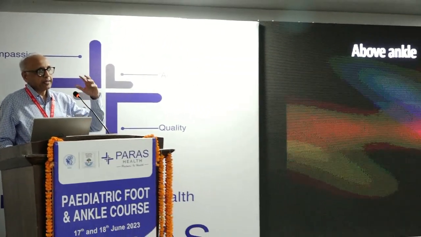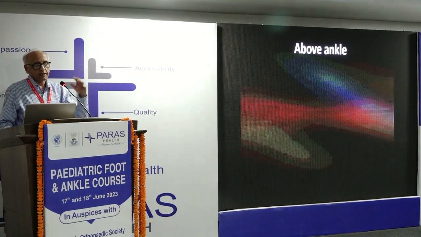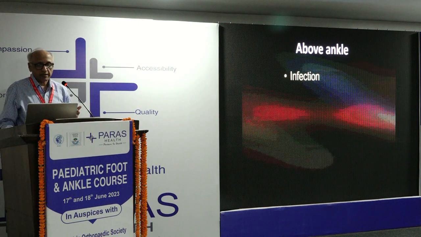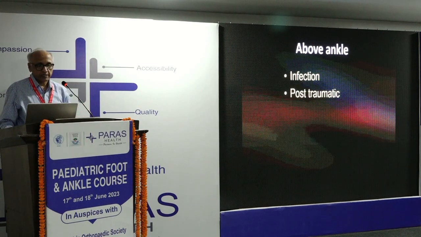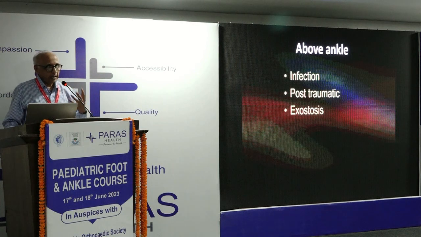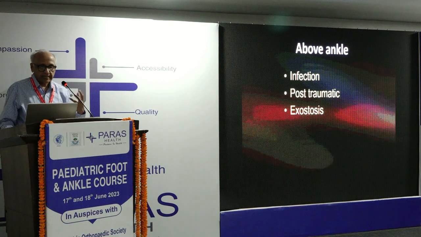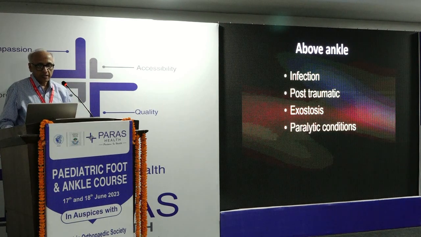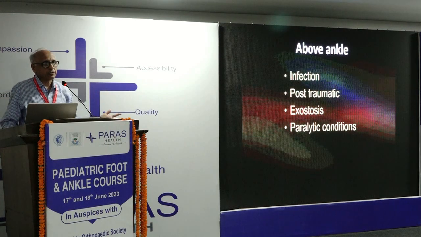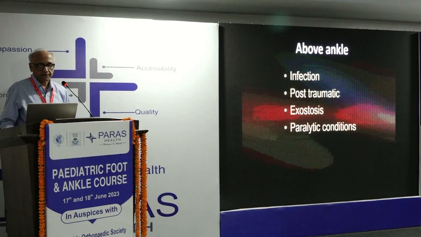Now we need to remember that this deformity can be above the ankle or below the ankle, meaning at the subtalar joint. So the most common causes are infection and post-traumatic, like we discussed a lot in the previous session. Exostosis will reduce the growth on one side, and that leads to angular deformity. Or, like we discussed yesterday, paralytic conditions, spina bifida or cerebral palsy, will also lead to this deformity.